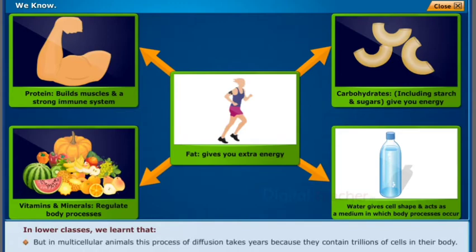But in multicellular animals, this process of diffusion takes years because they contain trillions of cells in their body. So, in order to avoid this delay, a separate system is needed to carry the materials, called the circulatory system.